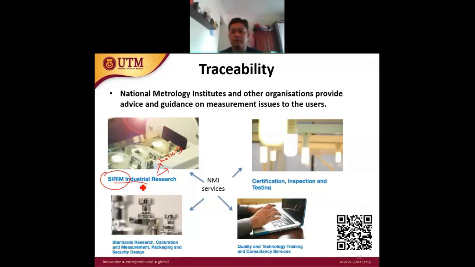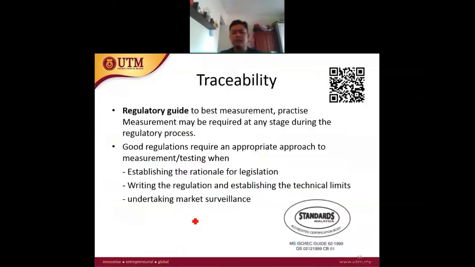So they work together with the main players or the experts. What SIRIM basically has is the authority to publish or come out with the standard. The power is provided by the act or the law. So they provide multiple services, as can be seen from the slides.